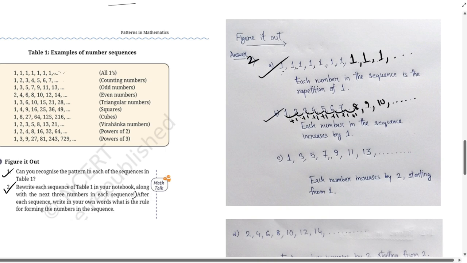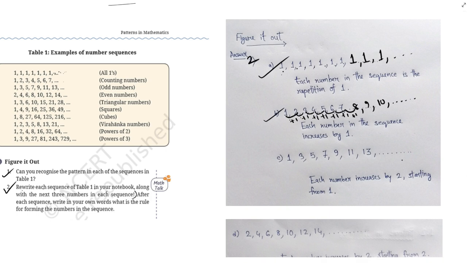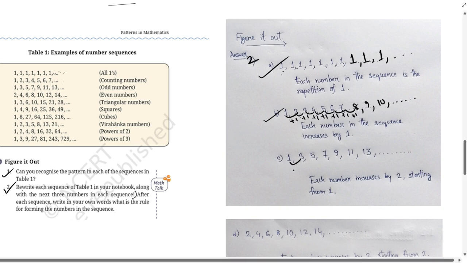1, 3, 5, 7, 9, 11, 13. The number increases starting from 1. So what we have done is 1 plus 2 is 3, 3 plus 2 is 5, 5 plus 2 is 7, 7 plus 2 is 9, 9 plus 2 is 11, 11 plus 2 is 13, 13 plus 2 is 15. Next, 15 plus 2 is 17. Next, 17 plus 2 is 19.